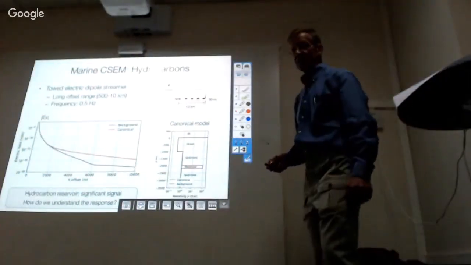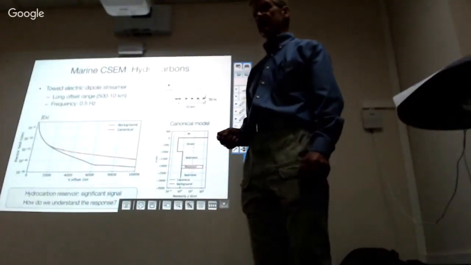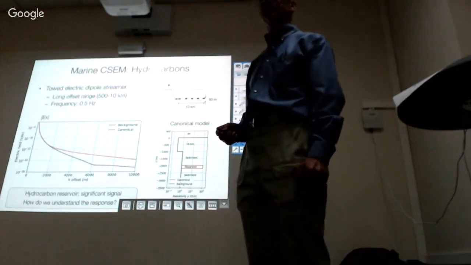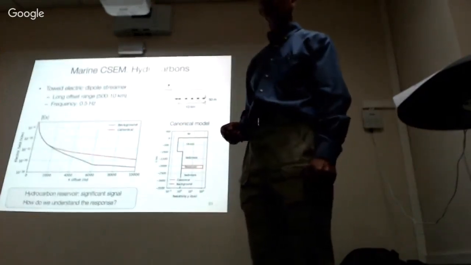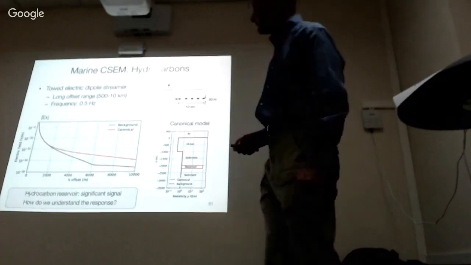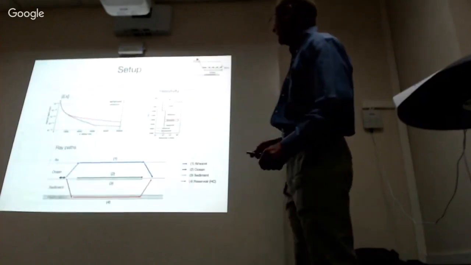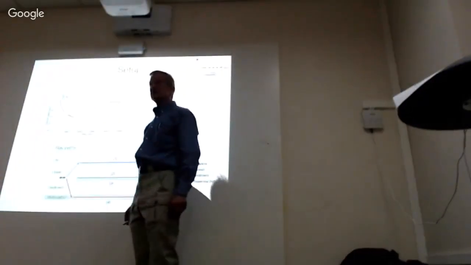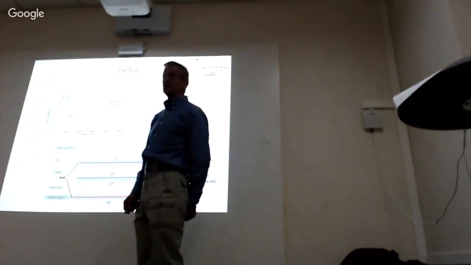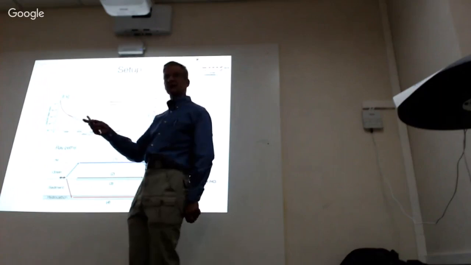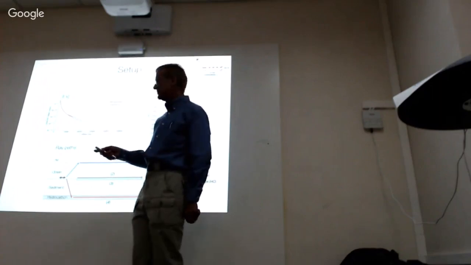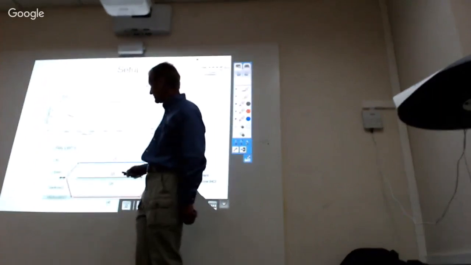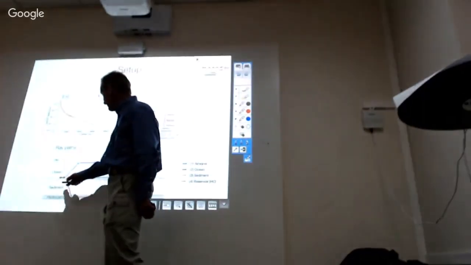One of the things that perplexed people for the first couple of years, and there were a lot of talks given and a lot of research done, was how the energy actually travels. There was something called the air wave that seems to come in early enough that it obscures the signal you're really looking for at long offsets. And how can the energy travel?